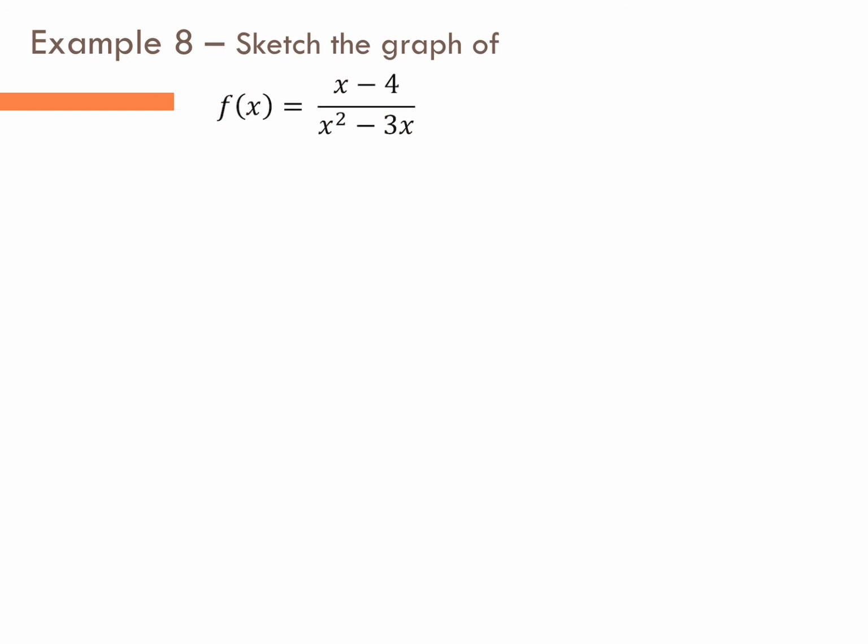Next, we're just going to do the same thing here. We want to make sure we don't have any common factors. I have x minus 4 on the top and on the bottom I could factor out an x, and it's x minus 3. Nothing I can cancel, so we're good.